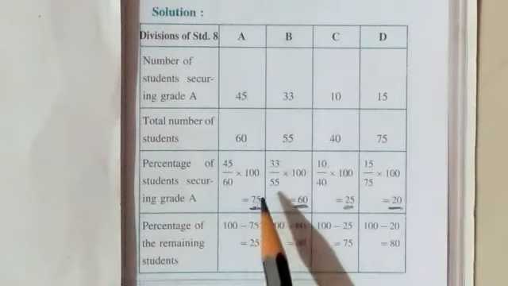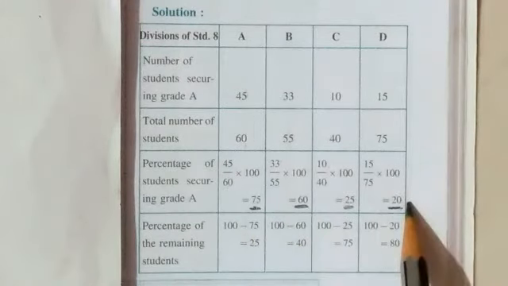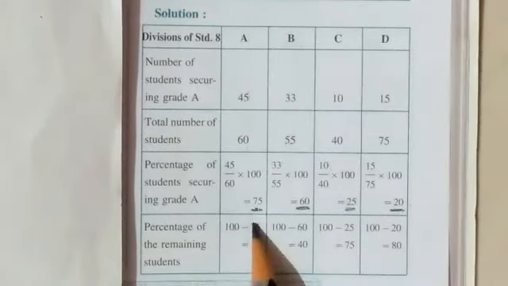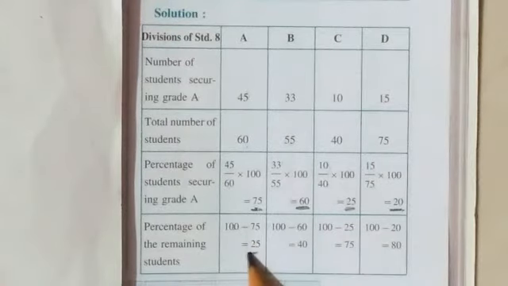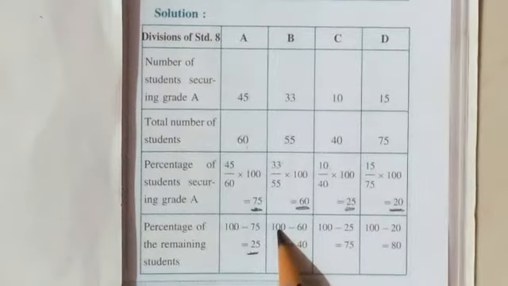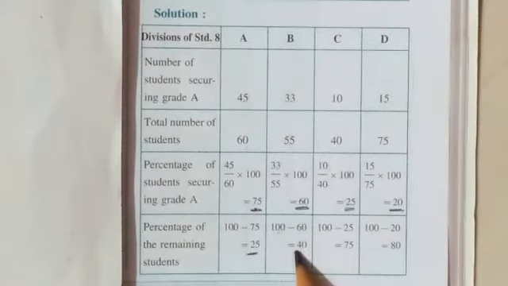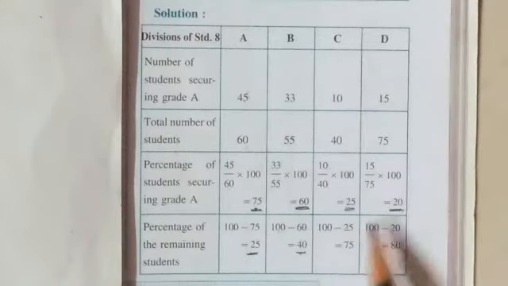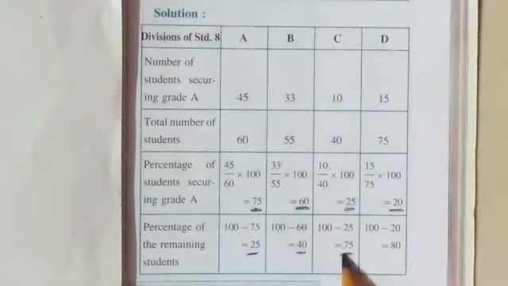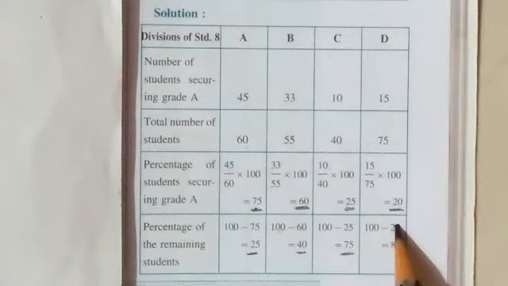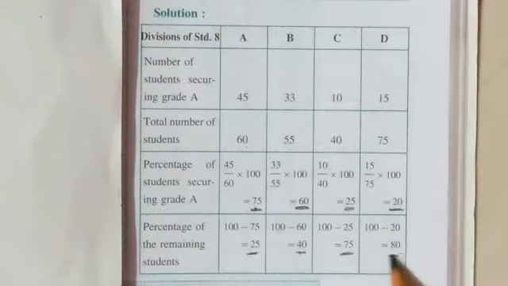For that we have to subtract this percentage from 100. So 100 minus 75, the answer will be 25. 100 minus 60, the answer will be 40. 100 minus 25, the answer will be 75%. And 100 minus 20, the answer will be 80%. So these two lines of information are important from the point of the percentage bar graph.